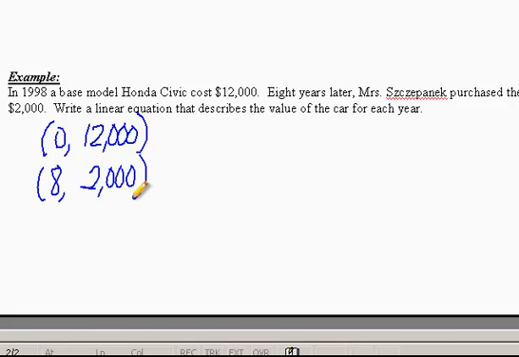And given these 2 points, you should be able to find the equation. And I'd like you to try that on your own. So please pause the video and take a second and figure out both the slope and then your slope-intercept equation.